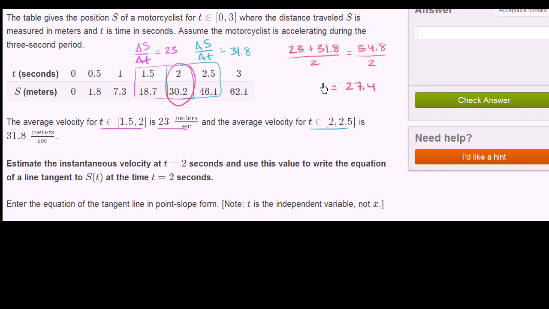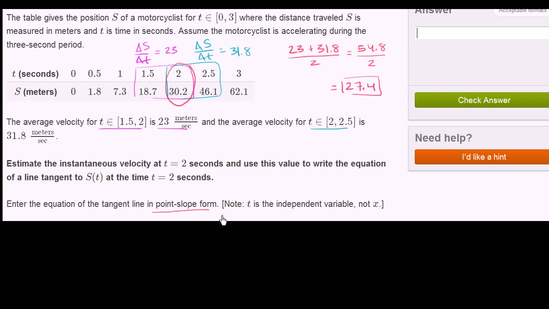They don't just want the slope. So this is the slope right over here. And they say that they want it in point slope form, and they remind us that t is the independent variable. So when you're putting something in point slope form, it really just comes out of the definition of a line. A line always has a constant slope.